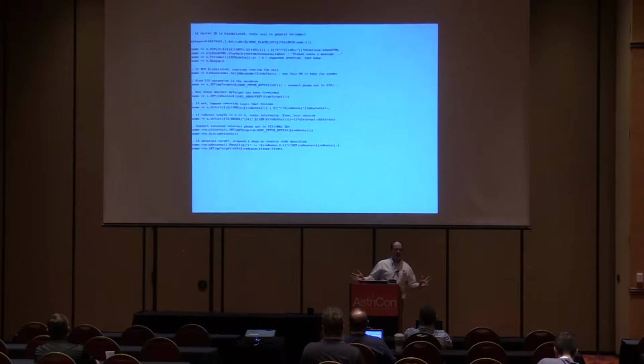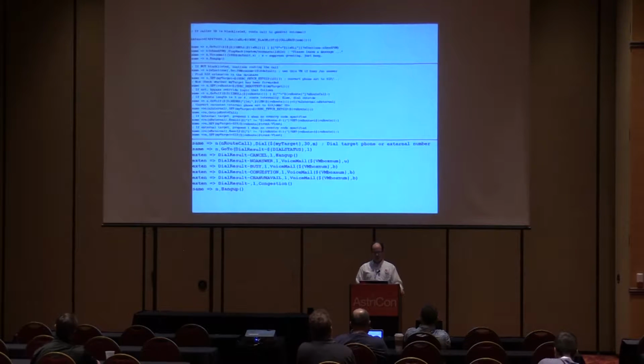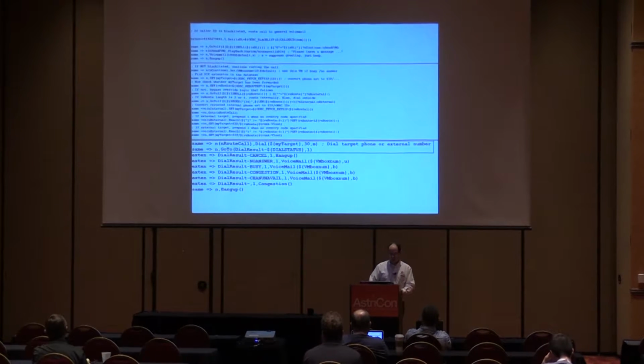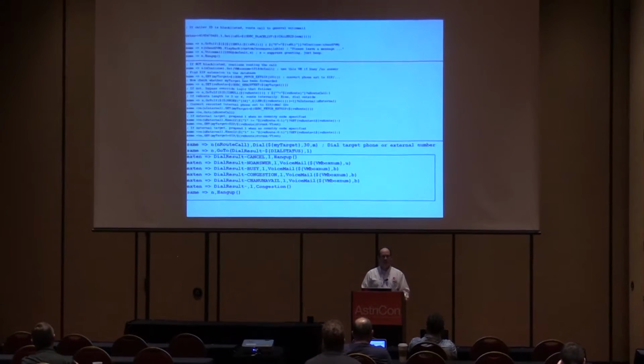Now, we could add more exception handling, but you get the idea. Every time we do, we need to add more lines of code to our dial plan. Once we're done handling all the exceptions we need to, then we can go ahead and route the call. And we can route the call to voicemail if need be.